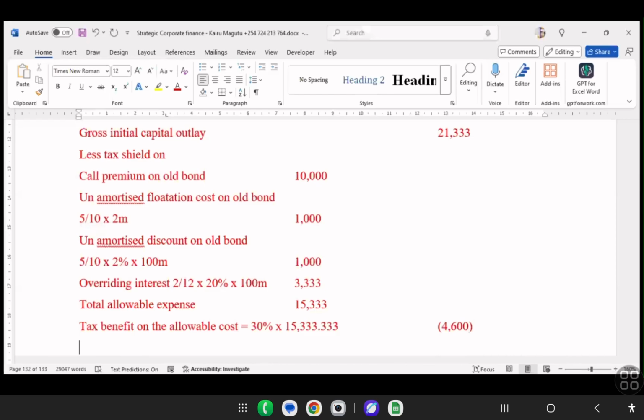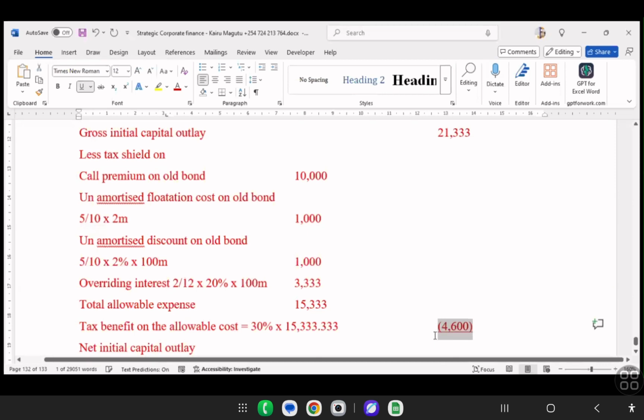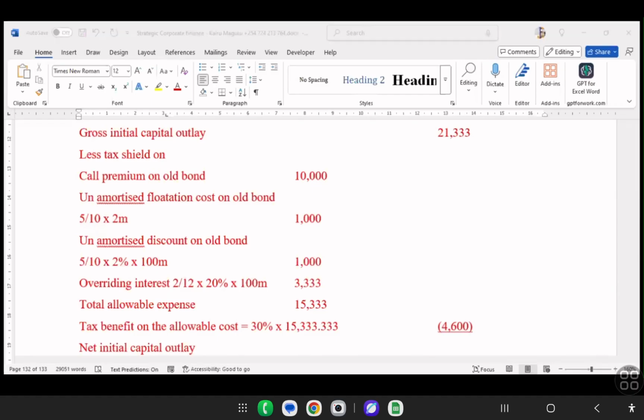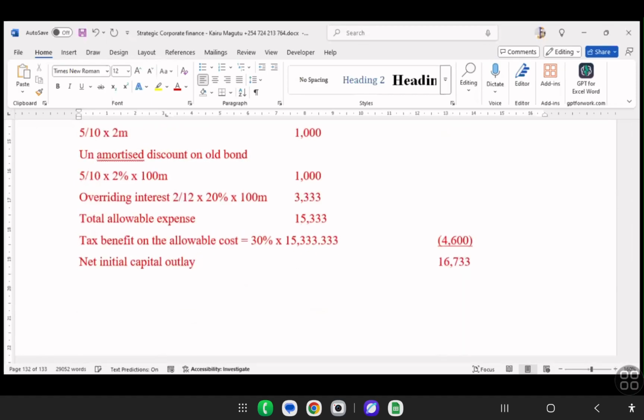4600, like that. This is what we call the net initial capital outlay. So can you deduct it from the 21,333? Someone to give me? How much is the difference? Is it 16,733? I see something like 16,733. That is what we call the initial capital outlay.